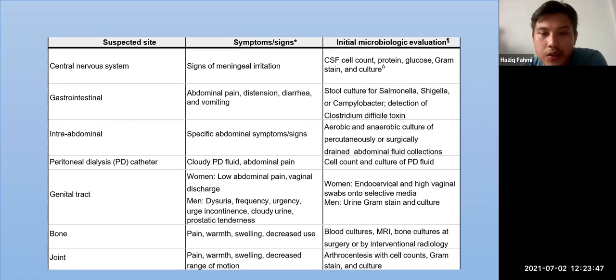Genital tract infection is divided into women and men. Women may come with lower abdominal pain and vaginal discharge. Men may come with dysuria, frequency, urgency, incontinence, cloudy urine, and prostatic tenderness. Bone symptoms and signs may include pain, warmth, swelling, or decreased use of the affected bone, as well as the joint, which may come with pain, warmth, swelling, and decreased range of motion.